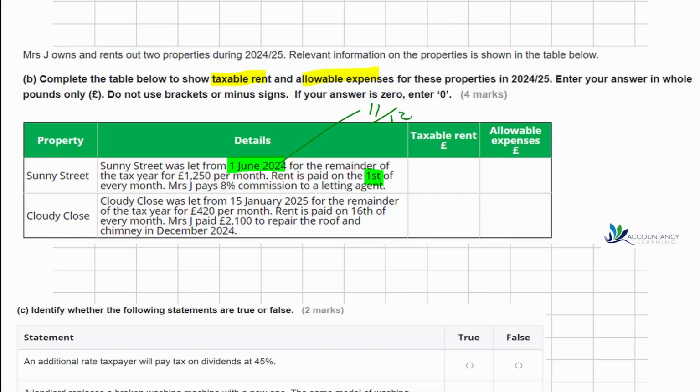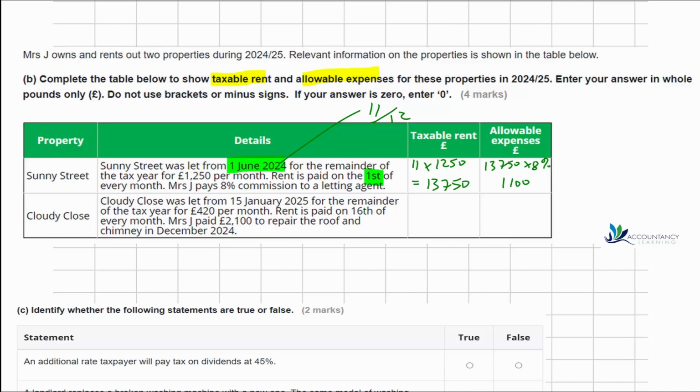So our taxable rent is going to be the 11 months multiplied by the 1,250 we get per month, and that's going to be 13,750. Now we're told that they pay 8% commission to the letting agent, so the allowable expense is going to be the 13,750 multiplied by the 8% that we pay to the agent, and that's 1,100.